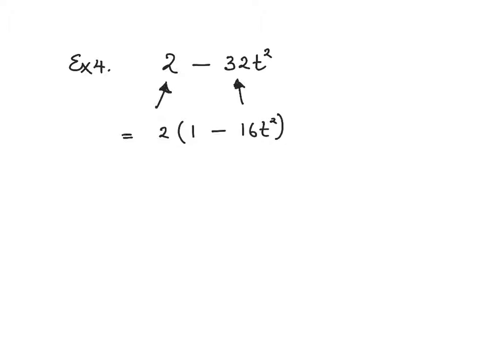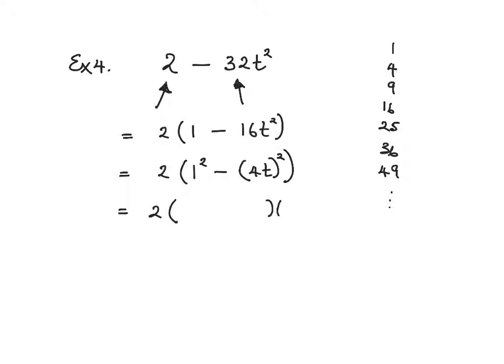Now I'm sure you'll agree that 16 is a square number, but we mustn't forget that 1 is also a square number. 1, 4, 9, 16, 25, 36, 49, and so on. So 1 is the first square number. I'm going to have 2 further lines of working. What I'm going to do is I'm going to write the 1 as 1 squared. I'm not changing the value, but I am changing the appearance to make the square clear. I'm going to write 16t squared as 4t all squared.